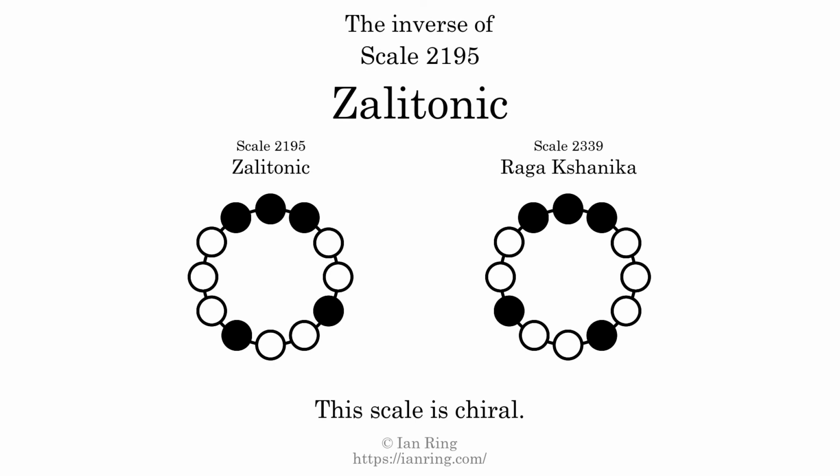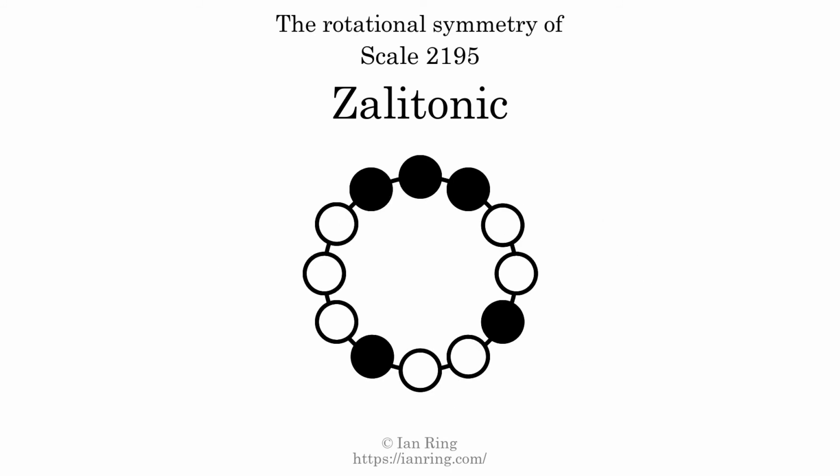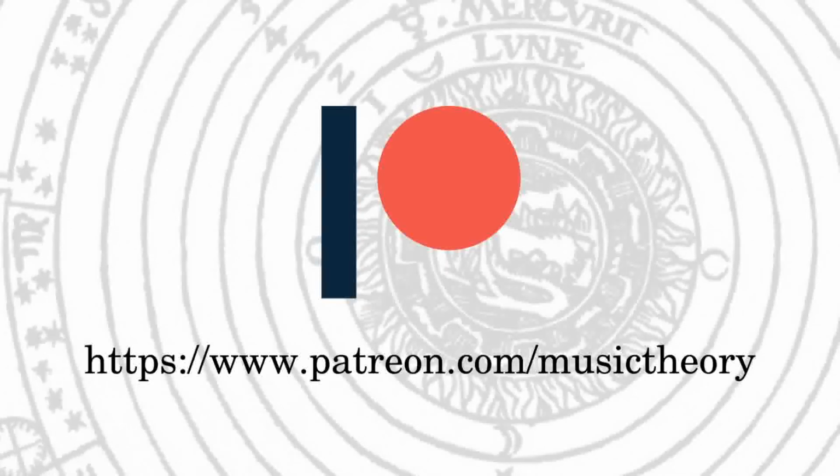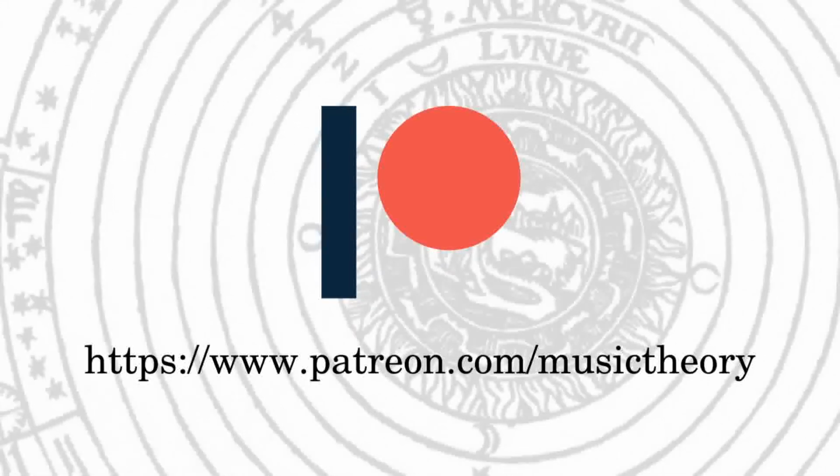The inverse of a scale is a mirror image. It is what you get when the sequence of intervals is reversed. The inverse of this scale is scale 2339, also known as Raga-Kshanika. This scale is chiral. It cannot transform into its inverse by rotational transformation. This scale has no rotational symmetry. For even more detail about this scale, visit ianring.com/musictheory/scales/2195.